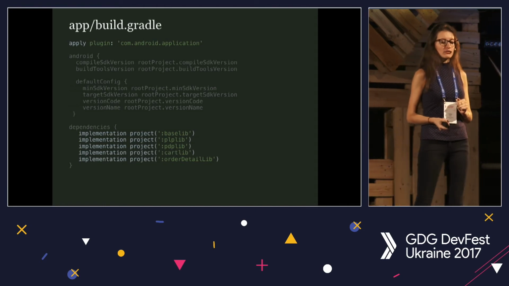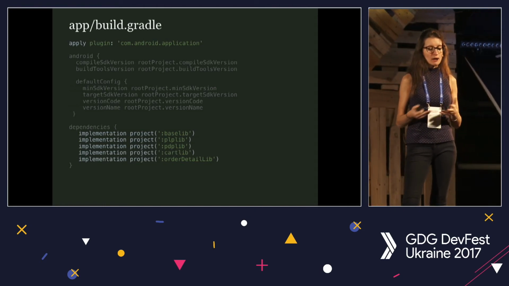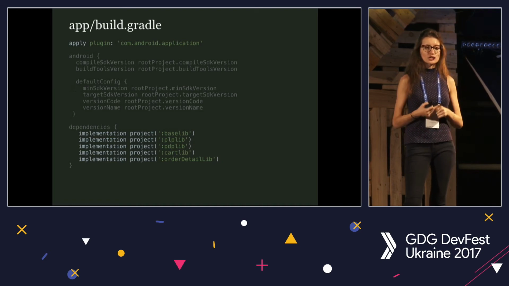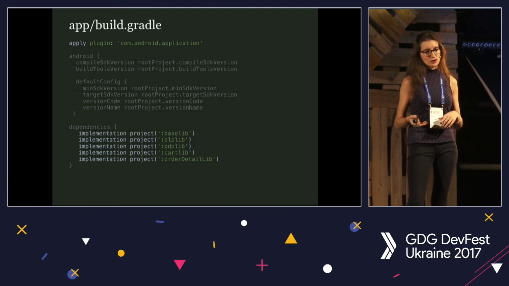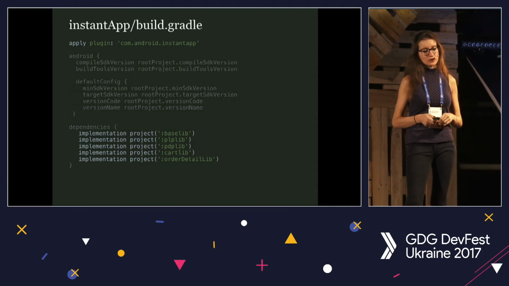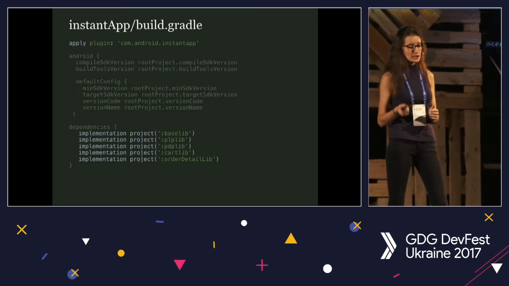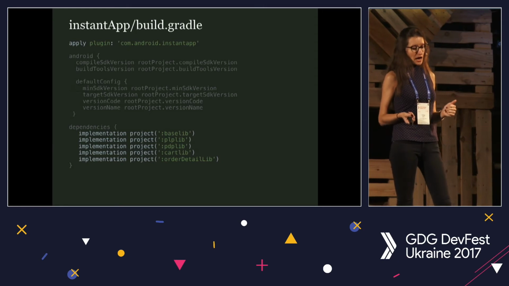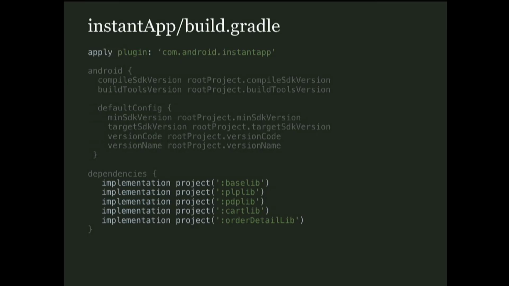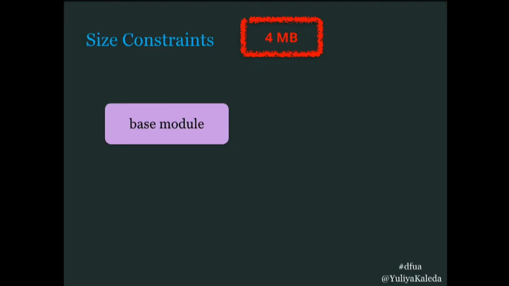And then build.gradle file of the app module would have our well-known plugin com.android.application. And in the dependencies block, we just have to specify that the app module would depend on the feature modules and the base module. And build.gradle file of the instant app is very similar to the app module again. The plugin is different. It's com.android.instantapp. But the dependencies block looks very much like the app module, so you just have to provide the information about your base module and your feature modules. And that's pretty much it.